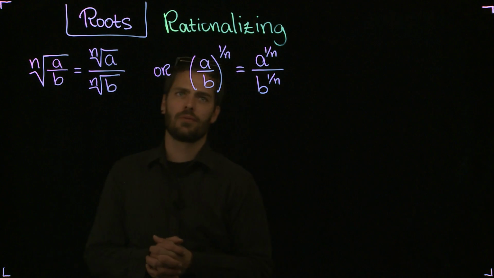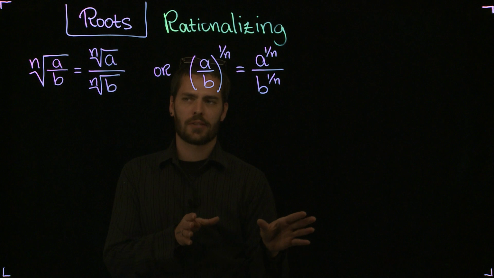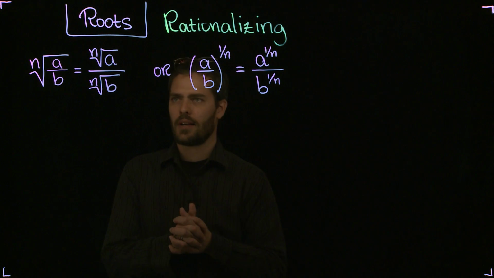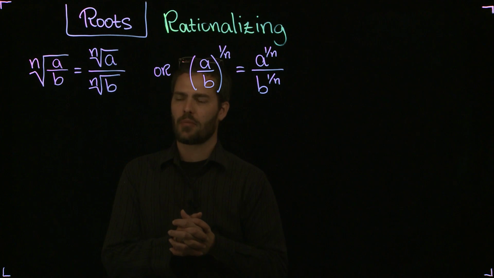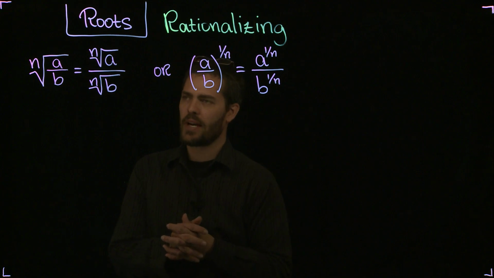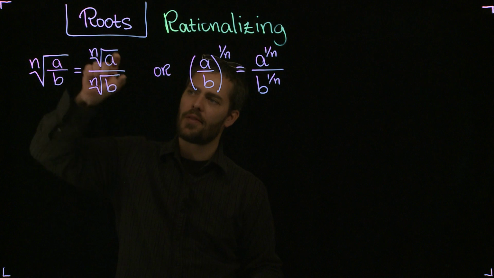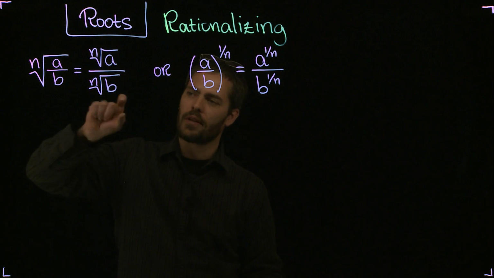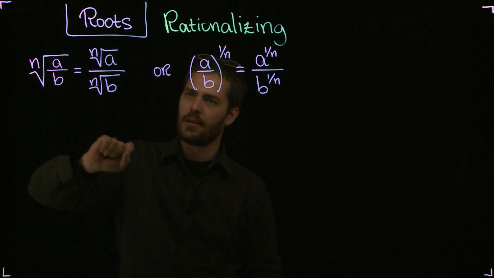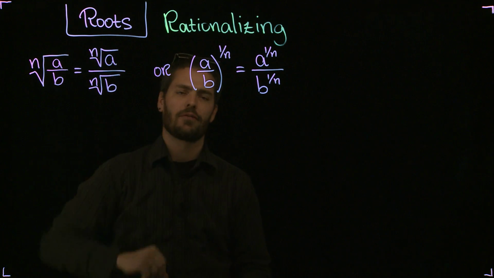Okay, I wanted to continue the examples of rationalizing the denominator and point out these specific properties here, that if we have the nth root of a fraction, we can actually separate that into the nth root of the numerator over the nth root of the denominator, and this is an equivalent form.